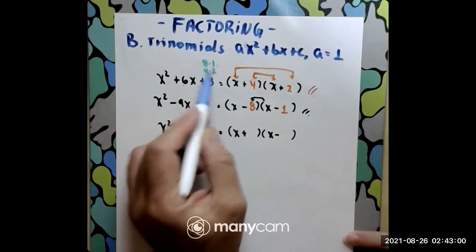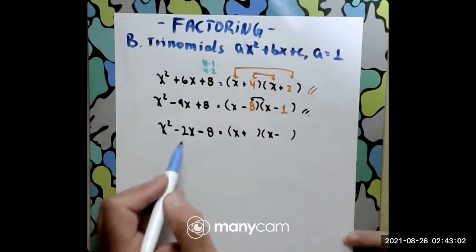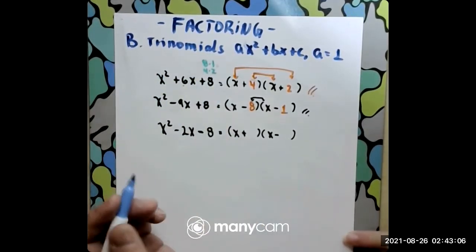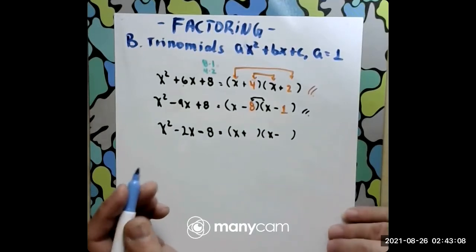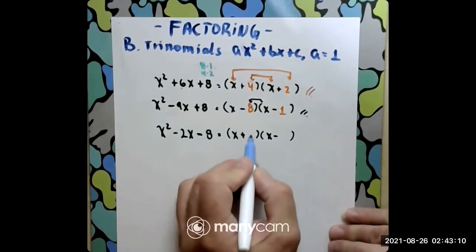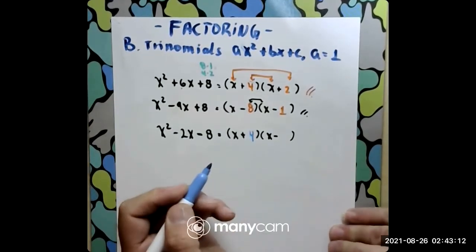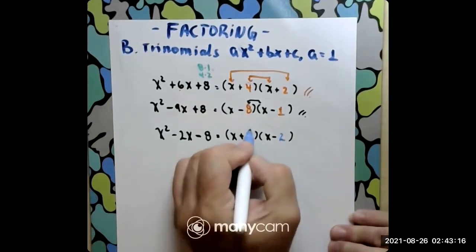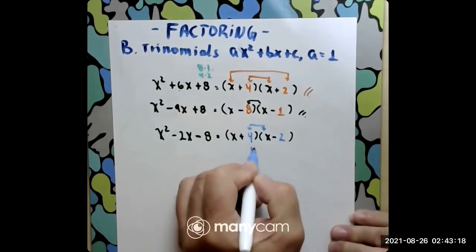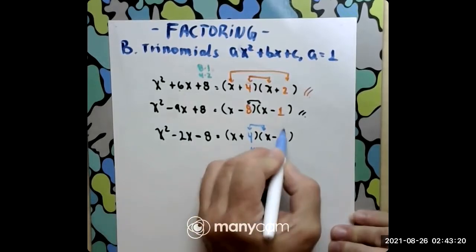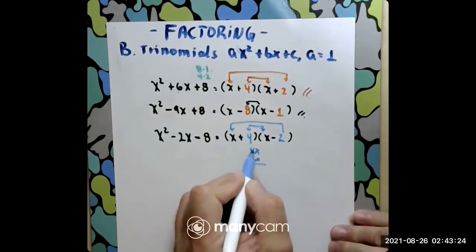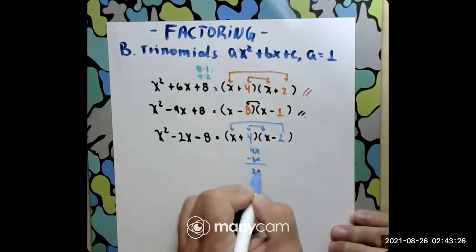Well, if I use the 8 and the 1, that won't help me much because my goal is to get to -2. Okay, so the 4 and the 2 will be a great candidate. So I'm going to place the 4 here and the 2 here. Let's see what we get. 4 times x, positive 4x. -2 times x, minus 2x. When I add 4 plus -2, 2x.